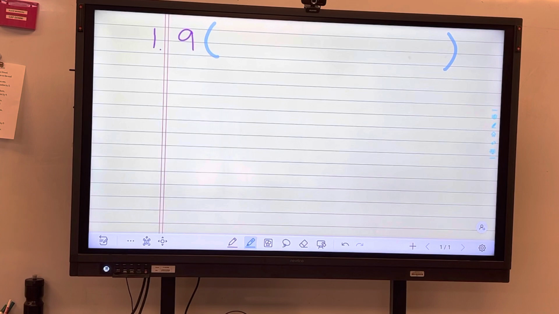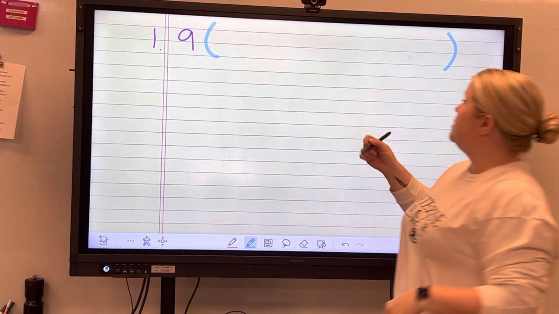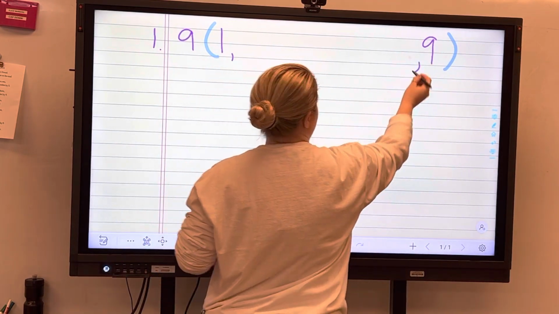So Miss Moore said whenever you find your factors of 9, what do we always want to start with? 1 and 9. So let's put 1 down here, 9 down here. I'm going to put commas, right?